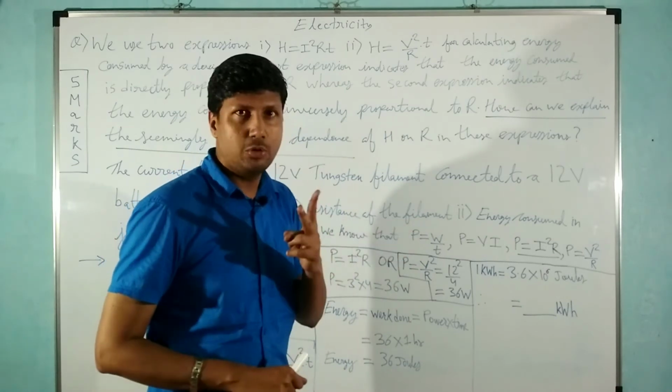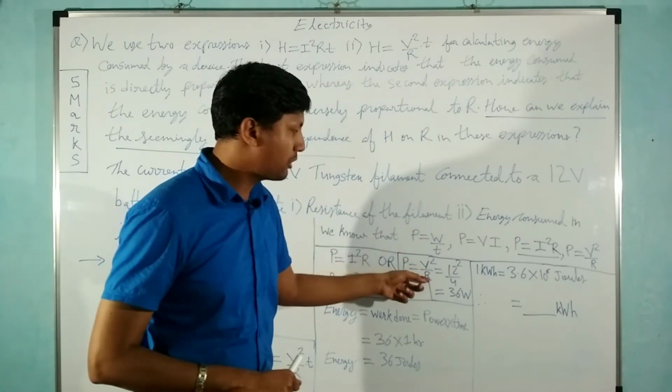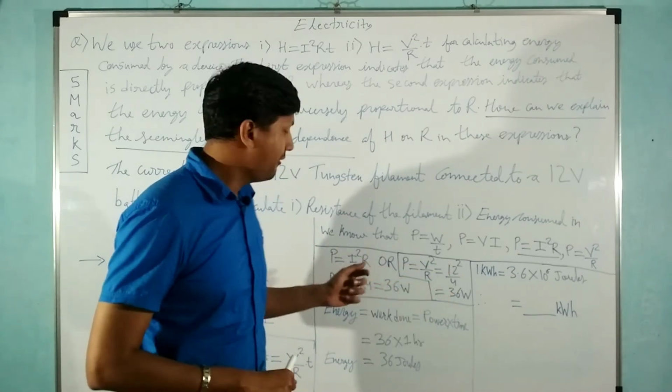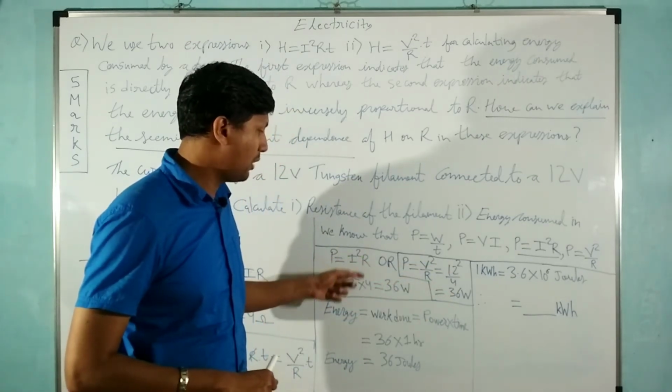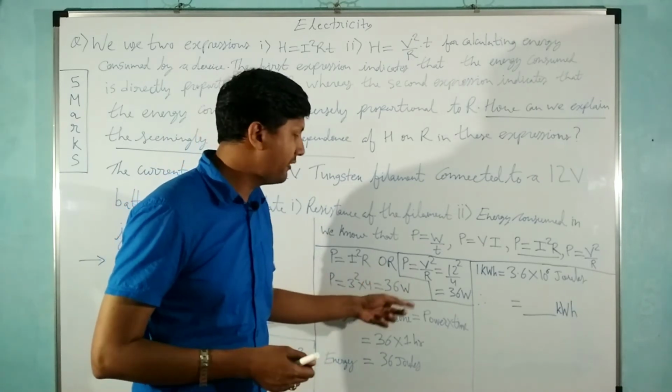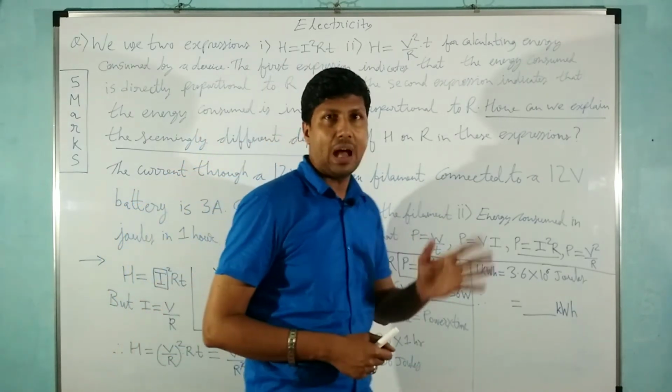So I've used 2 formulas. You can see P is equal to V square by R. We can use that formula to find the answer. We can also use P is equal to I square into R. So in both ways, after solving, we will get 36 watt as the power.